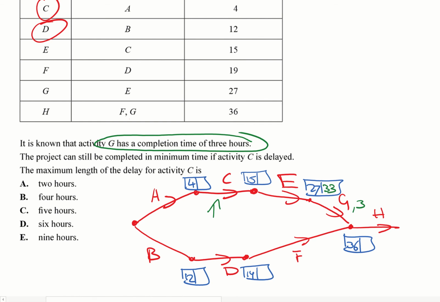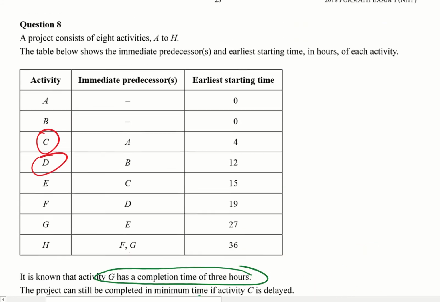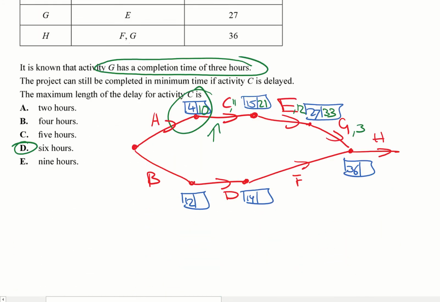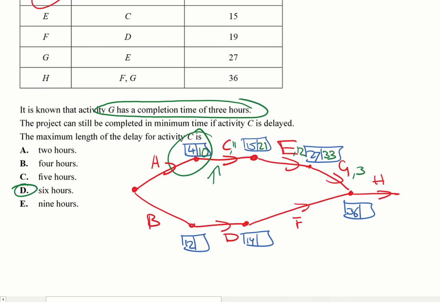Now, we know that based on the early start time, 15 to 27 is 12. So we know that that is 12 there. So 33 minus 12 will be 21. We know that this C is 11, because between 15 and 4 is 11. So 21 minus 11 is 10. So how long can C be delayed before it starts? That's my float time there. So my float time here is 10 hours, okay? And that's question 8, that is the end of networks questions for this, okay? Thank you.